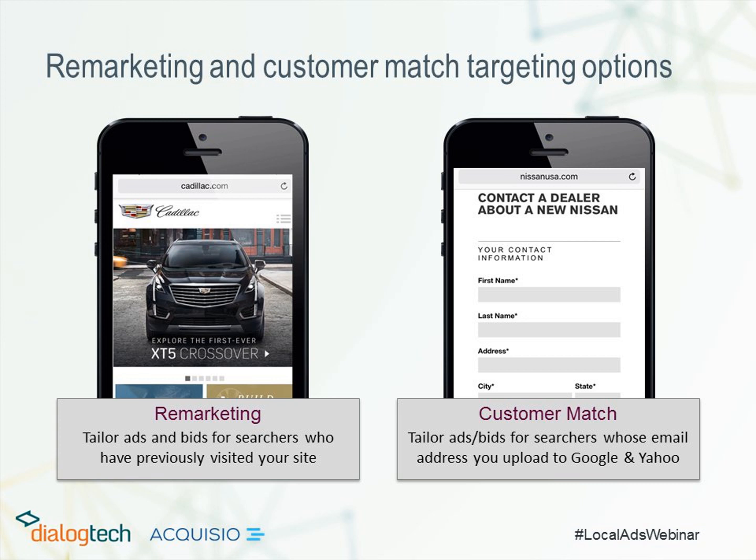So the second option is customer match. This is one that Facebook really pioneered, but lately search engines like Google and Yahoo have jumped on board. It's the idea that you can upload lists of email addresses and target those people with specific ads, specific bid strategies, specific calls to action and incentives. So for example, again, I'm using auto here, but if somebody registers on your site and doesn't become a customer, you can upload those lists of people, email addresses, and show them specific ads.